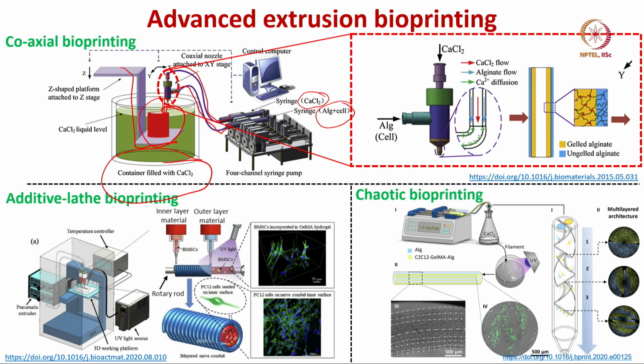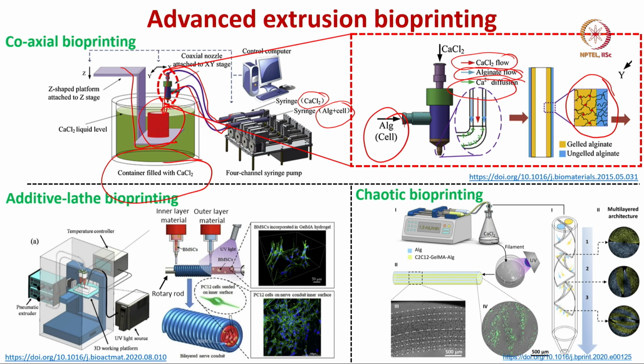So, you are coaxially printing and delivering at the same time in a synchronous manner, and it has been shown here. You are essentially sending the alginate and cell, and the red one is your calcium chloride flow, this is your alginate flow, this is calcium diffusion, and this is your gelled alginate and ungelled alginate that is formed.